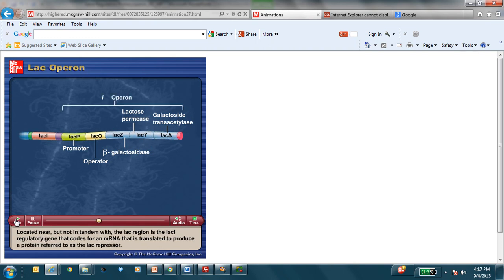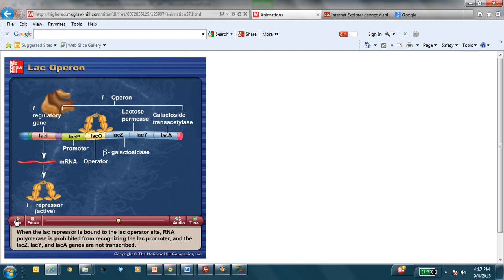operon. Located near, but not in tandem with, the LAC region is the LAC-I regulatory gene that codes for an mRNA that is translated to produce a protein referred to as the LAC repressor. In the absence of lactose inside the cell, the LAC repressor protein is active. In its active state, the LAC repressor recognizes and binds to the LAC operator site. When the LAC repressor is bound to the LAC operator site, RNA polymerase is prohibited from recognizing the LAC promoter, and the LAC-Z, LAC-Y, and LAC-A genes are not transcribed.